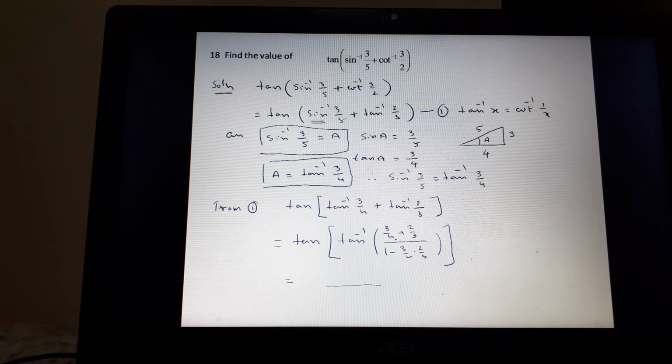So you have to write LCM 12: 3 into 3 is 9 plus 2 into 4 is 8. Below, same thing, it is 12, don't cancel 3 and 3. This is 12, then 4 into 3 is 12, minus 6. So this 12 cancels, common LCM, so 17 divided by 6. So the answer is 17 by 6, because tan of tan inverse becomes identity. This method is called the triangle method.